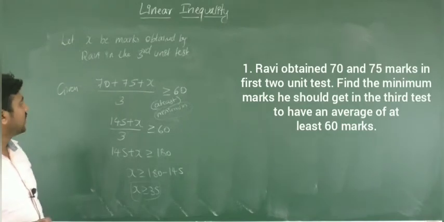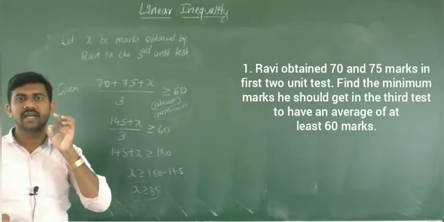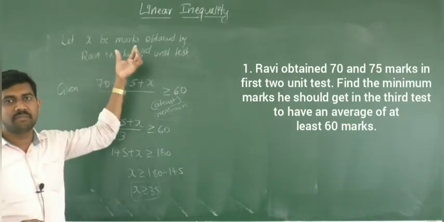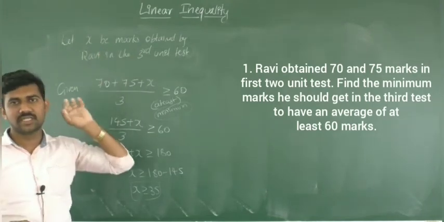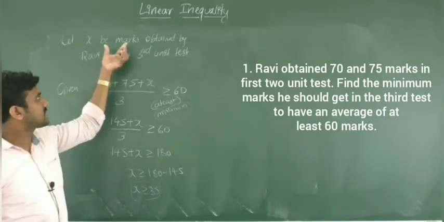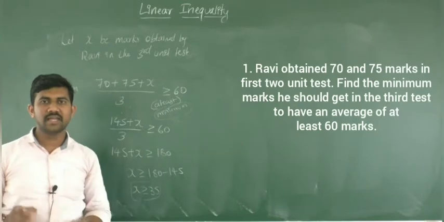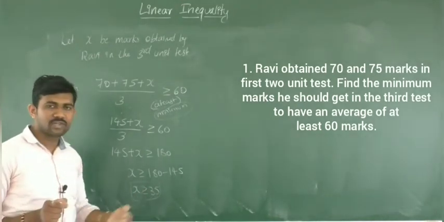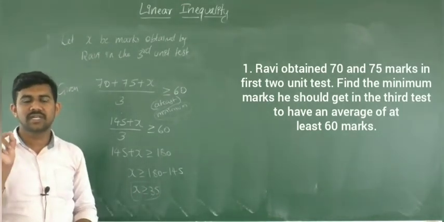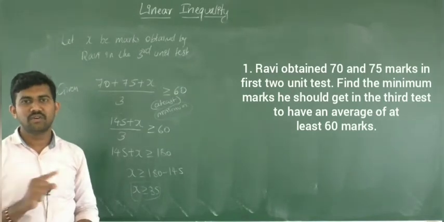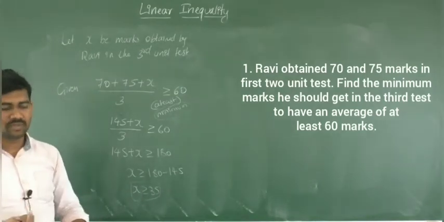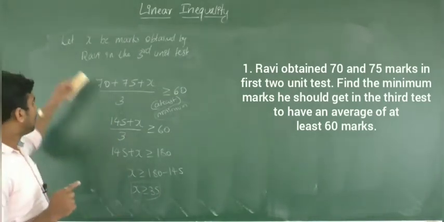Okay, so again see here, first we need to consider the unknown value, x be the marks he obtained in the third unit test. Okay, x is greater than or equal to 35 means the minimum marks you should get is 35. So I hope you understood this question. We'll move into the next question of the same type.